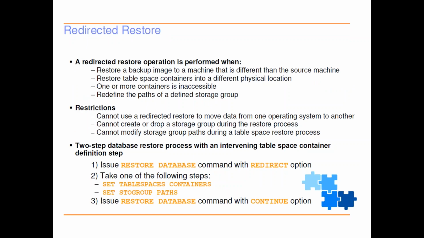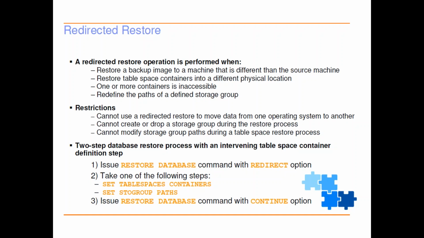This is a little confusing thing. Redirected restore is a concept where you take a backup on production and you try to restore it on development, where the directory structures between production and development are different. On production you might have a U01 file system. On non-production you might not have a U01, you have a U02. How do you cope with that?